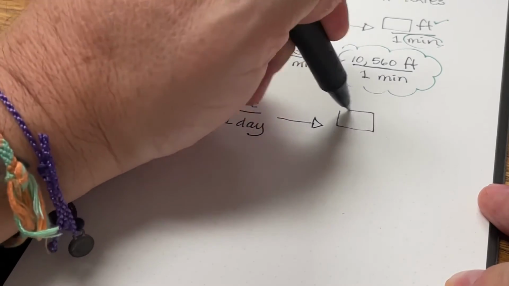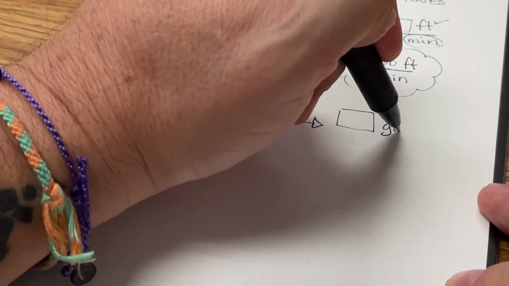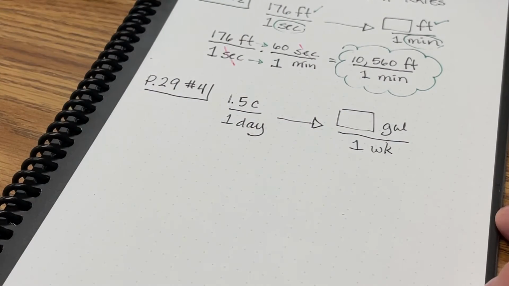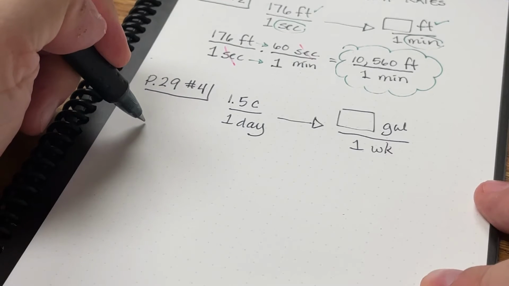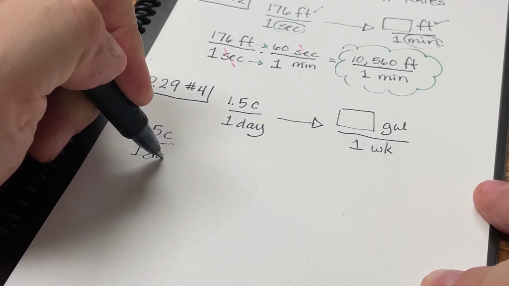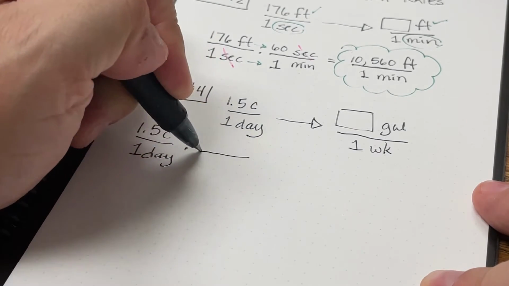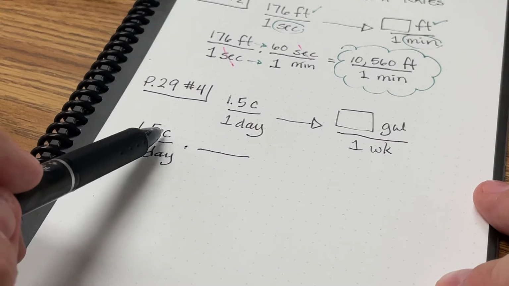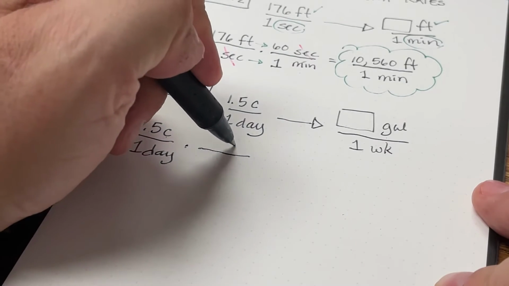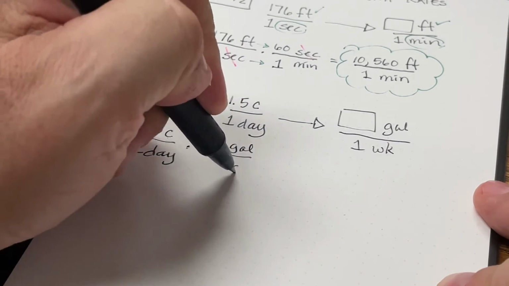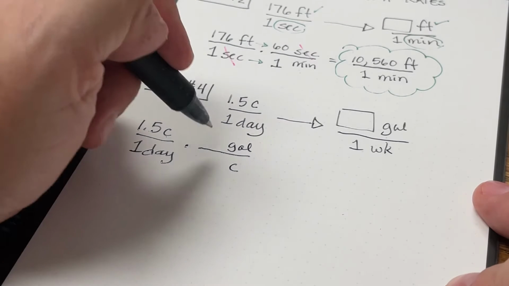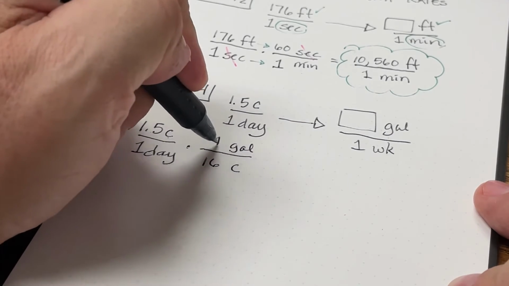So I don't know what the gallons is, over 1 week. Okay? All right, so I'm going to start with 1.5 cups per 1 day. I'm going to multiply this by some conversion that gets rid of my cups but gives me the unit of gallons. So I know gallons is going to be in the numerator, cups is going to be in the denominator, and I know that there are 16 cups in 1 gallon.